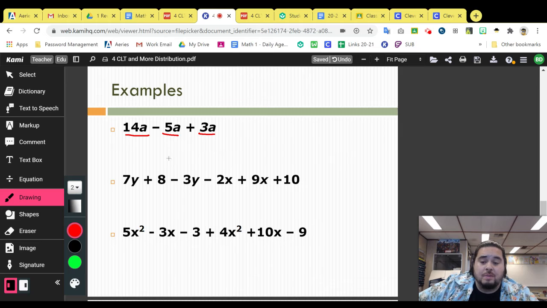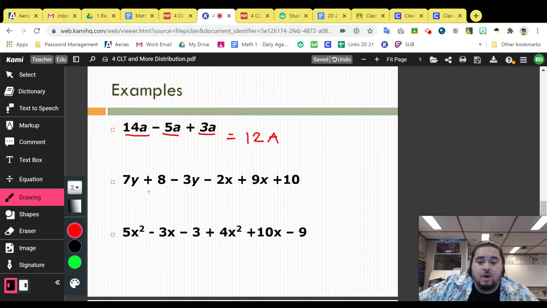All we're doing is we're combining the coefficients, so the numbers in front. So if I take 14 and then I take away 5 of those, that leaves me with positive 9. And if I add 3 more, that gives me 12. So altogether I have 12 a's. Really straightforward on that. Okay, the next problem, a little more complicated because we have multiple letters.